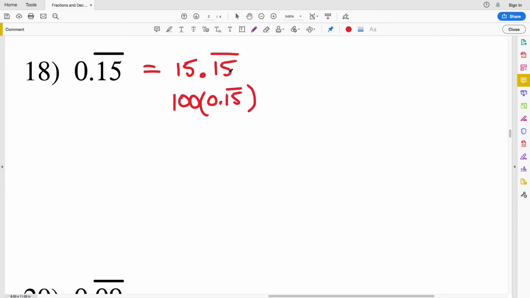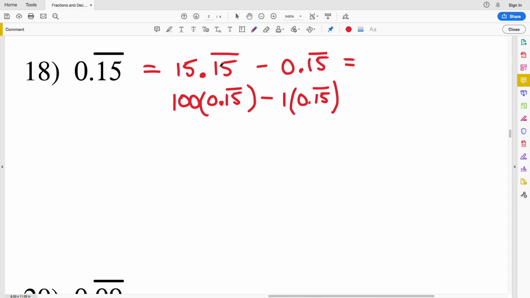Now you may be thinking, this doesn't look like it's getting easier, it looks like it's getting more complicated. So let's just subtract off that repeated decimal. So let's subtract by 0.15 repeating. So essentially, from 100 times 0.15 repeating, I'm subtracting 1 of that given decimal, that repeated decimal 0.15.